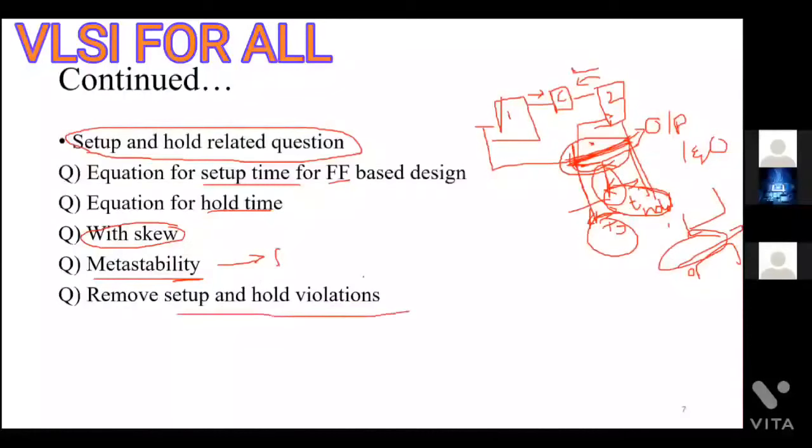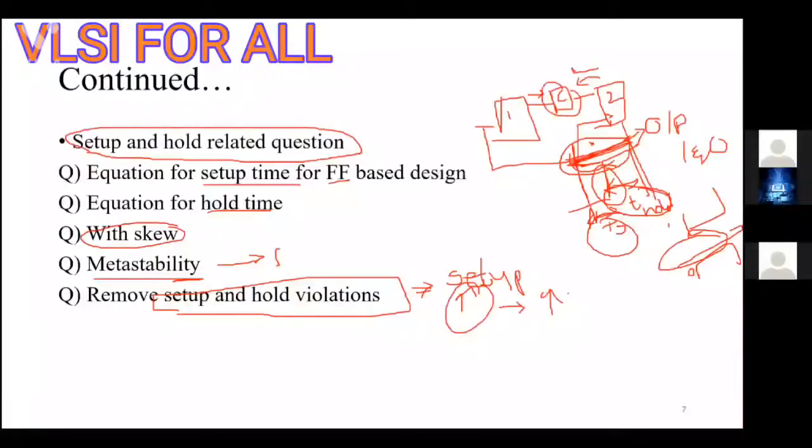And there are techniques to remove these setup and hold violations. For the setup time, one of the basic things you can do is increase the clock period. But if you increase the clock period, the performance of the system decreases. So you can alternatively improve the performance of the combinational circuit, decreasing its delay by using large size gates.